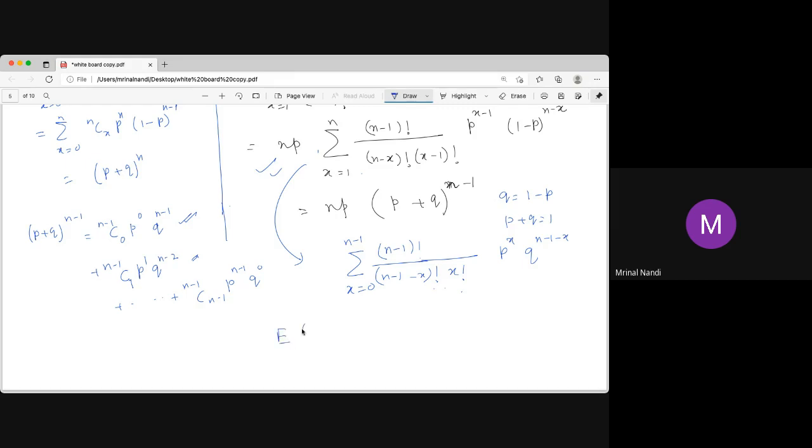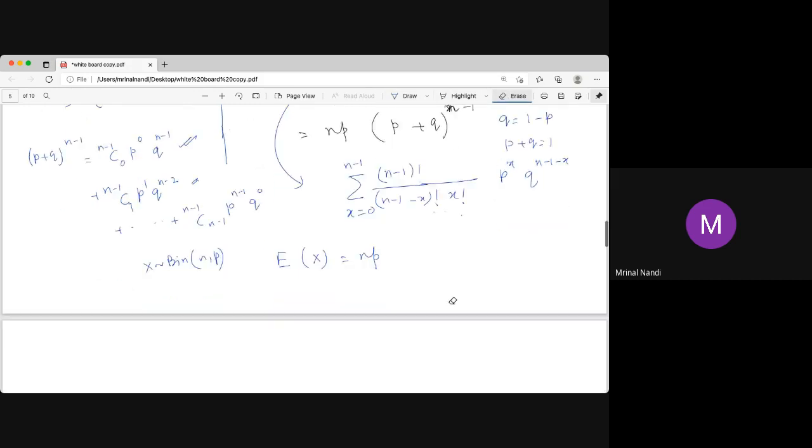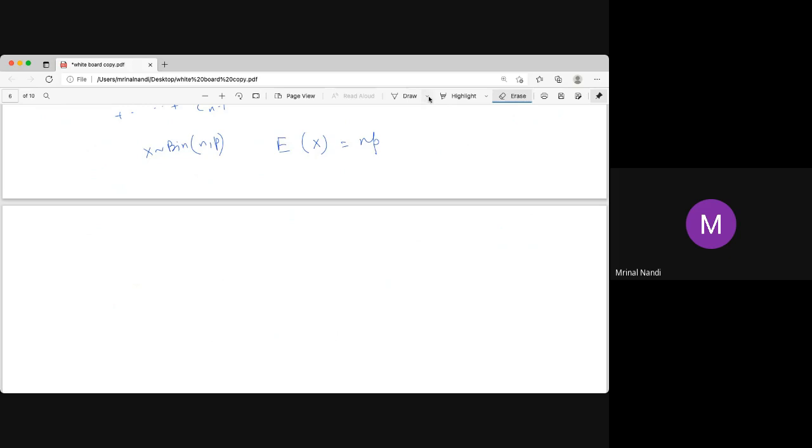So what is the expectation of this random variable? If x follows binomial n comma p, that is just n into p. And this is slightly obvious because say the success probability is 0.7 and it was done 100 times, then the value of success is 70. That's why the expectation n into p is the success on average. So that's why it is called expectation: on an average, what we expect.